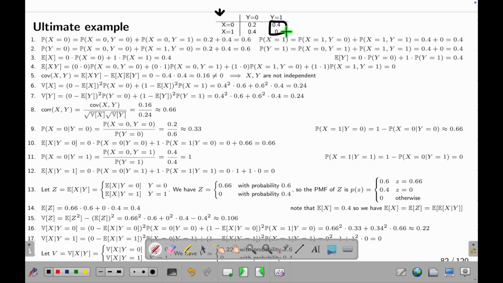x0, y1, that means this box. x1, y1, that means this box. These two boxes add together. Actually what I said, squeeze the table. So that's 0.4. So that's how you understand 1, 2, all the p.